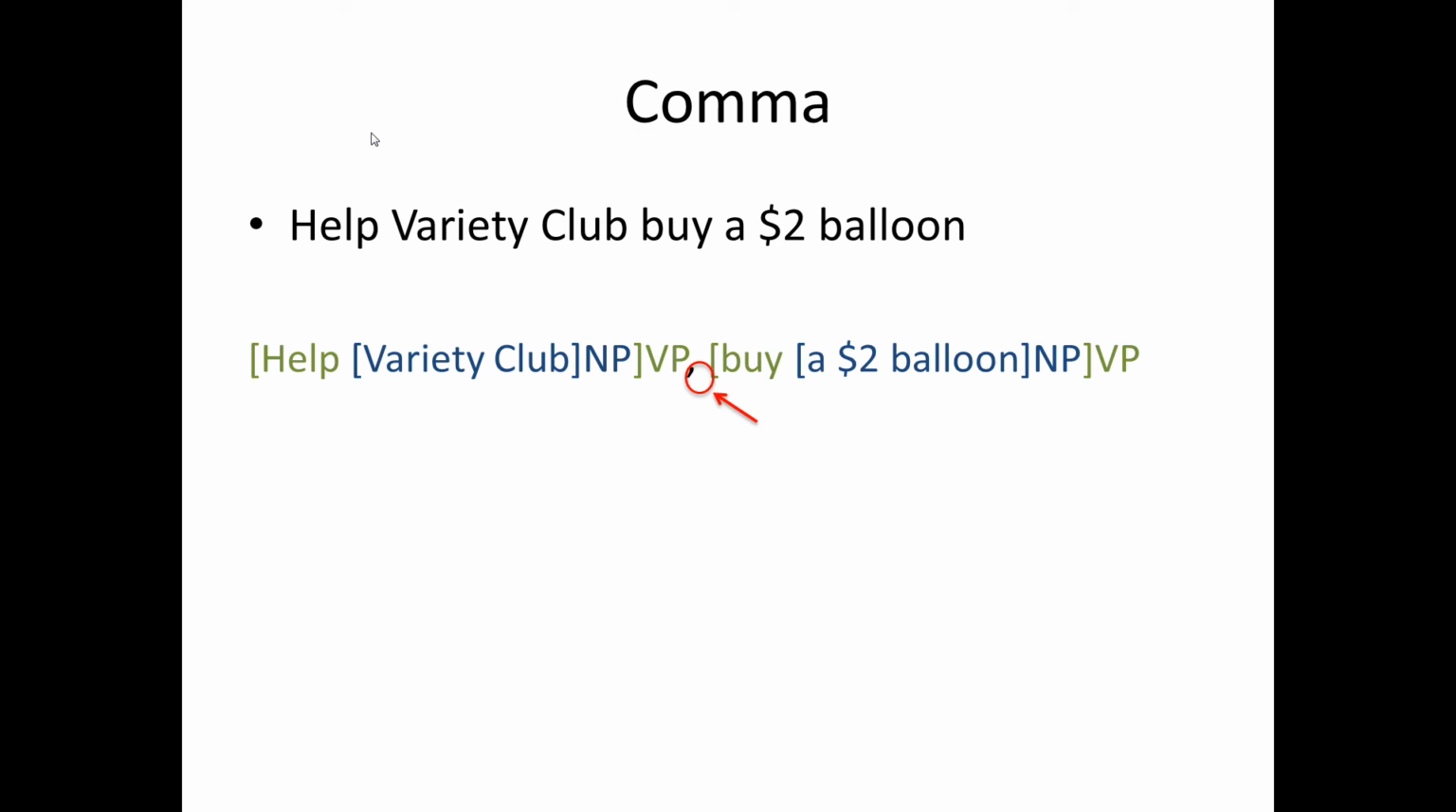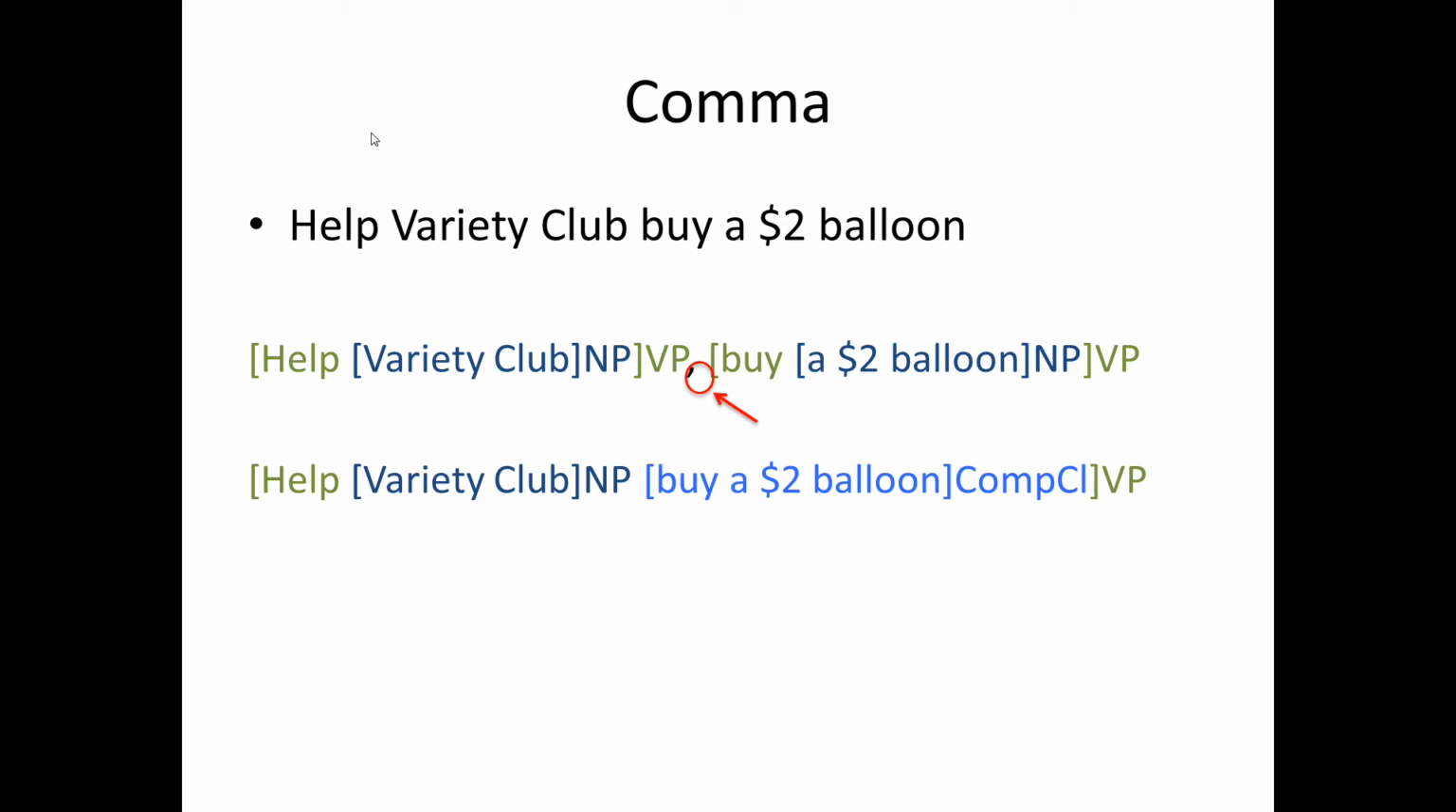But without the comma, it looks as if the second clause is included in the first as a complement clause, like this. Help Variety Club buy a $2 balloon. In this structure, buy a $2 balloon is the complement of the main verb help. It's the thing you should help Variety Club do. This is clearly not the intended meaning, but without the comma, this is a structure that you get.